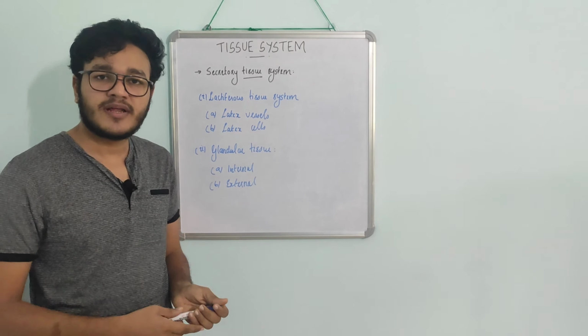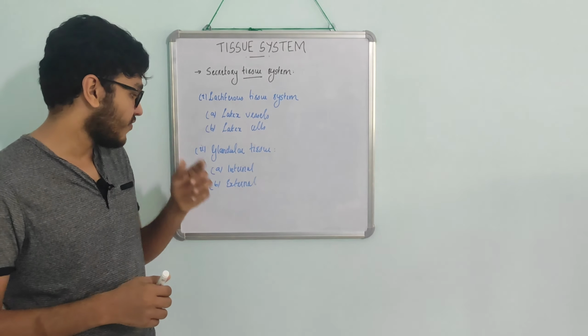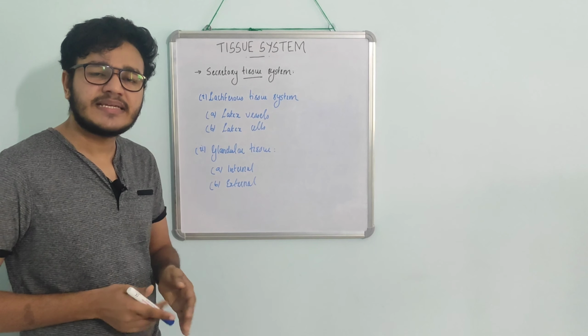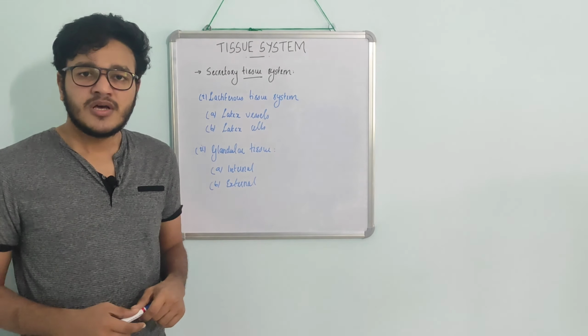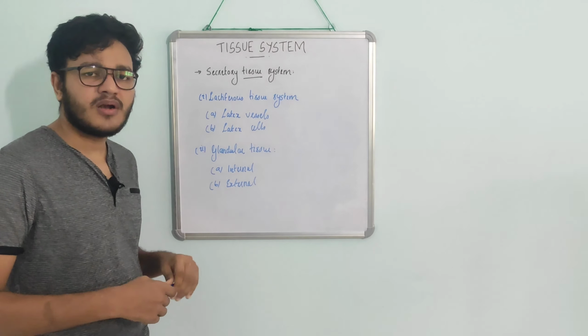Internal means deep in the cortex or in the internal parts of the tissues of the plant, but external is generally seen in the epidermis. For example, glandular hairs are an example of external glandular tissue. So let's see each one briefly.